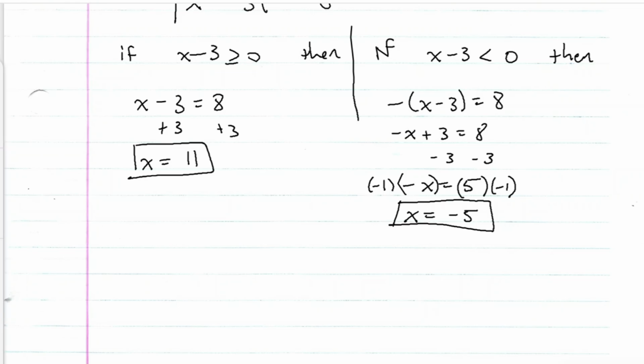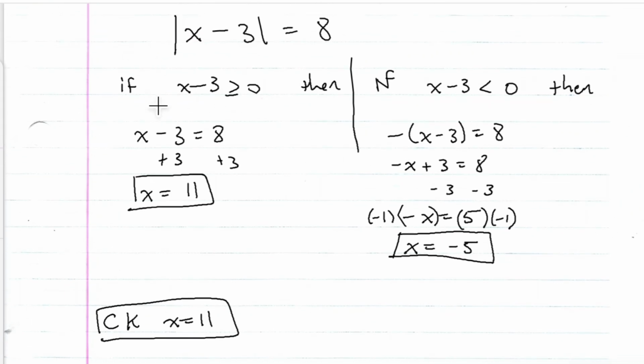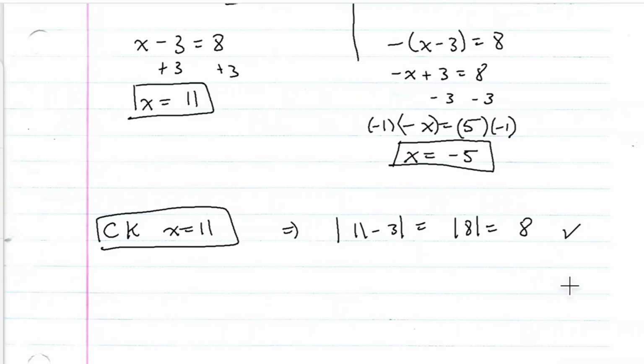Now, an important thing that we need to do with absolute value equations is make sure that these numbers actually make sense. So we're going to have to do a check on both of these solutions. We'll say x equals 11. We substitute here. So the absolute value of 11 minus 3 is equal to the absolute value of 8, which is 8. So this is actually good.